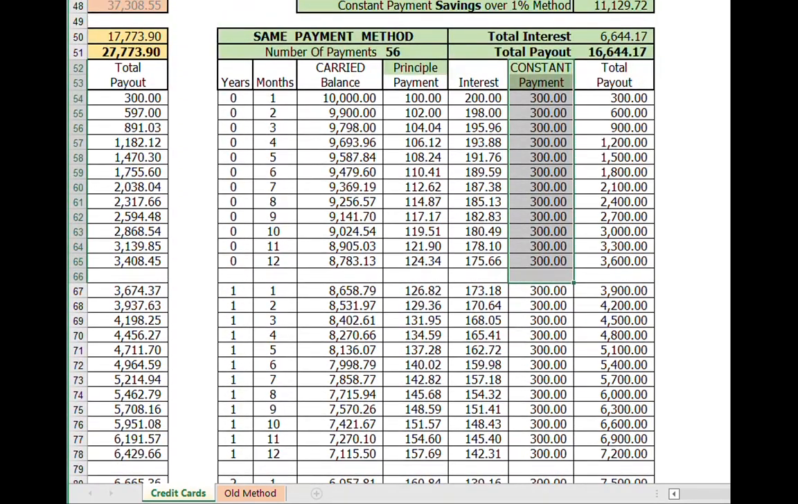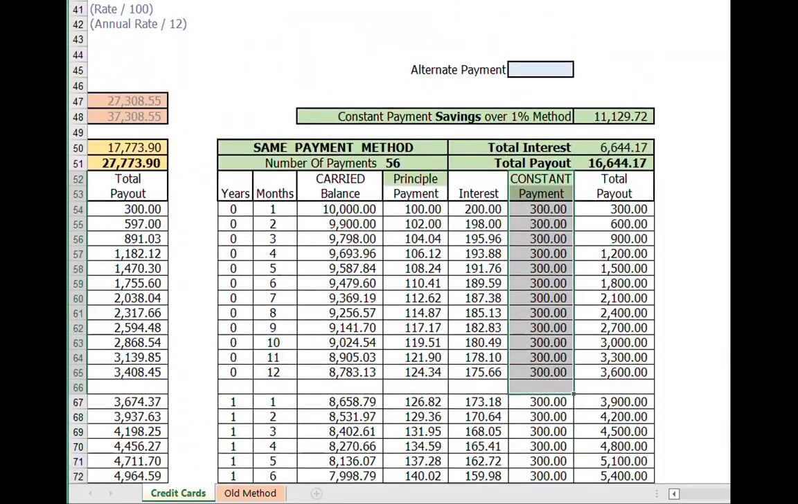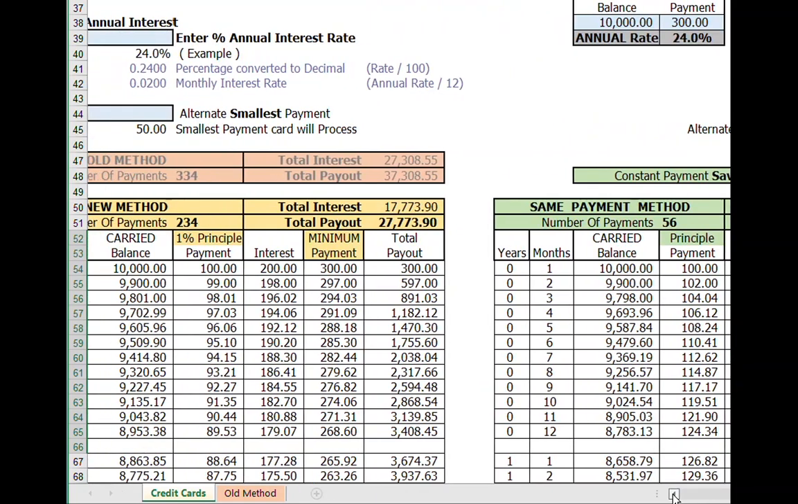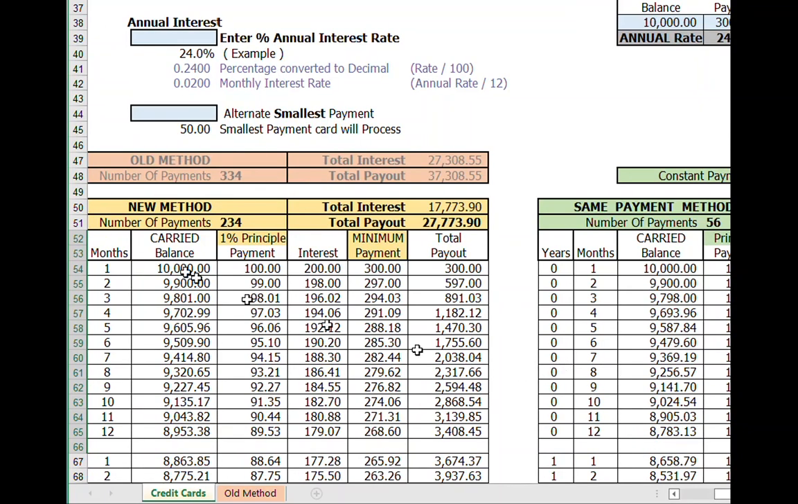Back up at the top, the spreadsheet shows the number of payments made. Number of payments, 234 versus 56 for each of the two tables. The spreadsheet also calculates the interest savings.